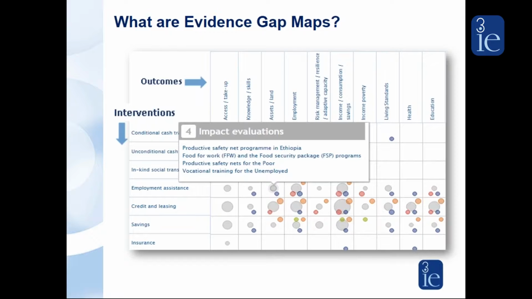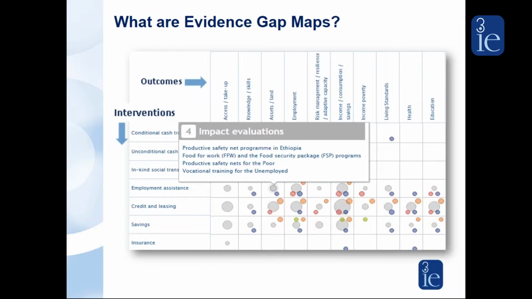And so we have the outcomes going along at the top, and we structure the outcomes according to the causal chain. So we start with the intermediate outcomes, and the further along you move, the outcomes are further along in the causal chain, and then we have the interventions listed down the side. And so we present the evidence gap maps on our platform.